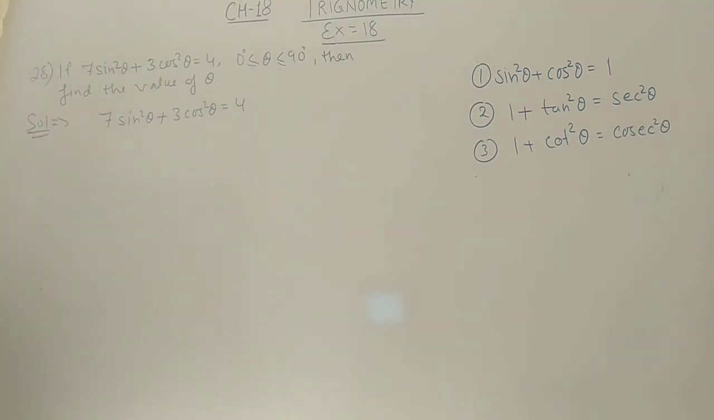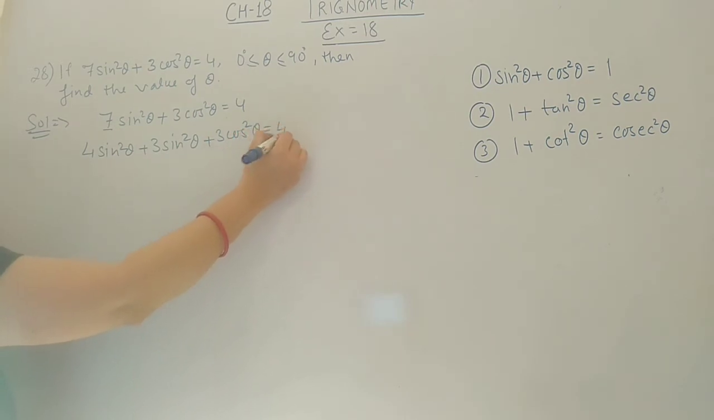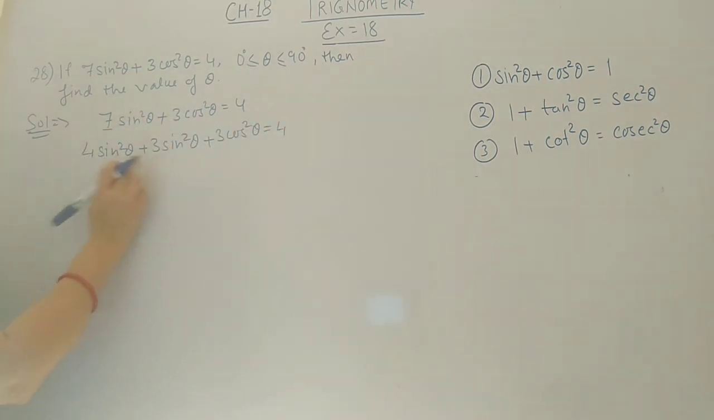Next question number 28. If 7 sin square theta plus 3 cos square theta is equal to 4, and theta value is between 0 to 90, we have to find the value of theta. This thing is given in the question. We will start from here. This 7 we can write as 4 plus 3. So I can write it as 4 sin square theta plus 3 sin square theta plus 3 cos square theta equal to 4. So this 7 I have split as 4 plus 3.